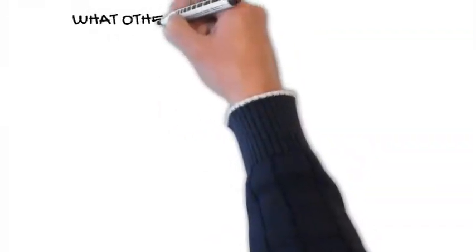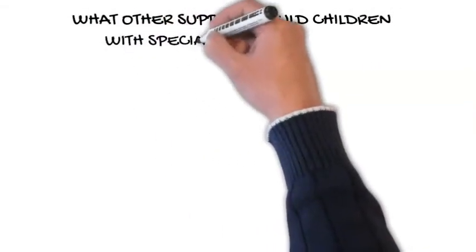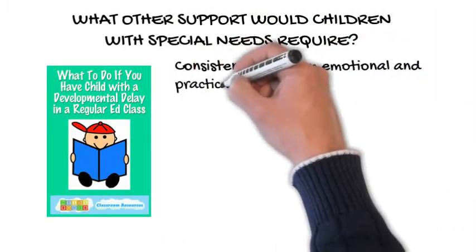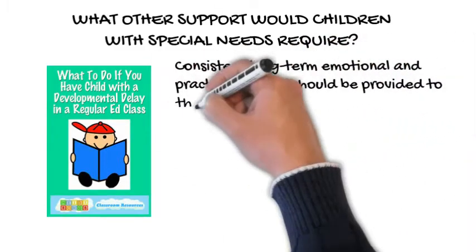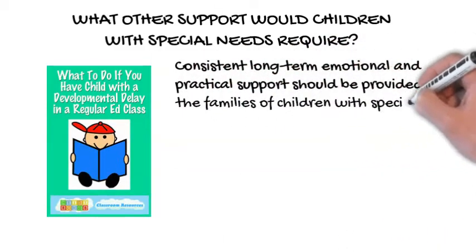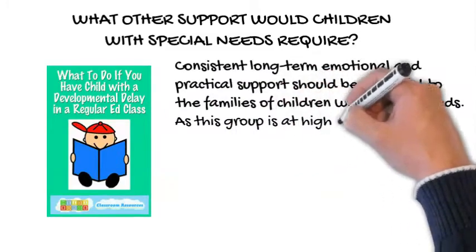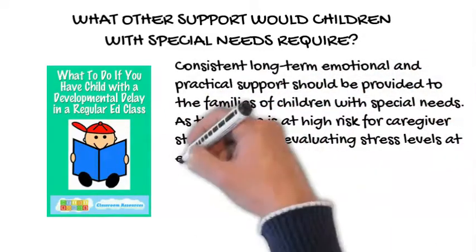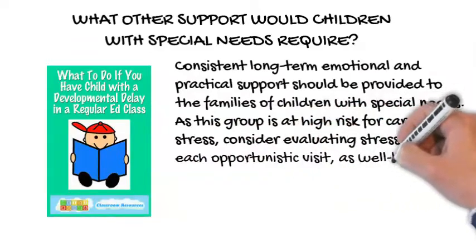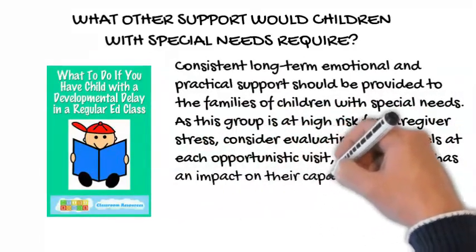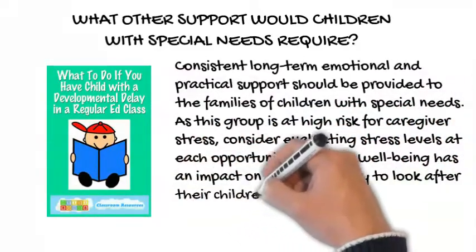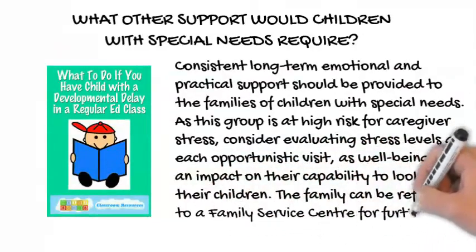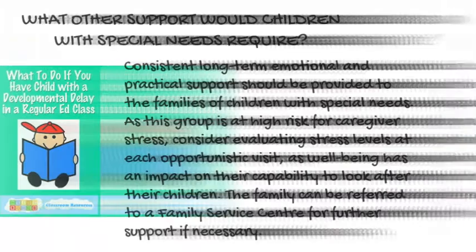What other support would children with special needs require? Consistent long-term emotional and practical support should be provided to the families of children with special needs. As this group is at higher risk for caregiver stress, consider evaluating stress levels at each opportunistic visit, as well-being has an impact on their capability to look after their children. The family can be referred to a family service center for further support if necessary.